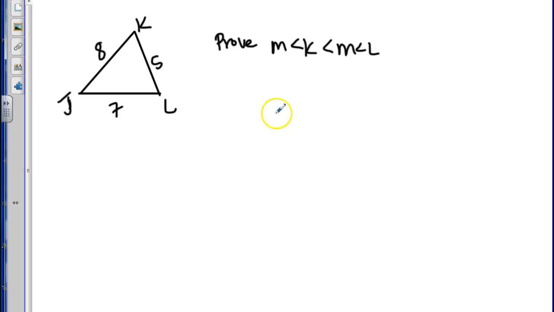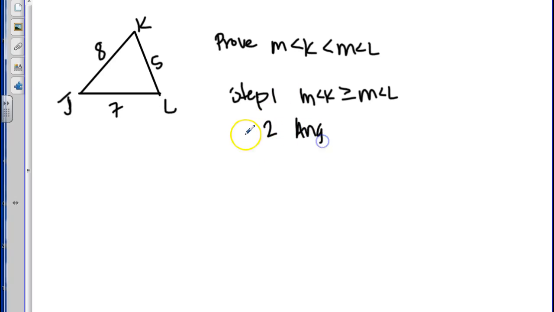All right, so step 1, assume the opposite. The measure of angle K, opposite of less than is greater than or equal to, the measure of angle L. Well, we know about side lengths, right? We know the angle side relationship, so this is step 2. Angle side relationship says smaller side with a smaller angle.